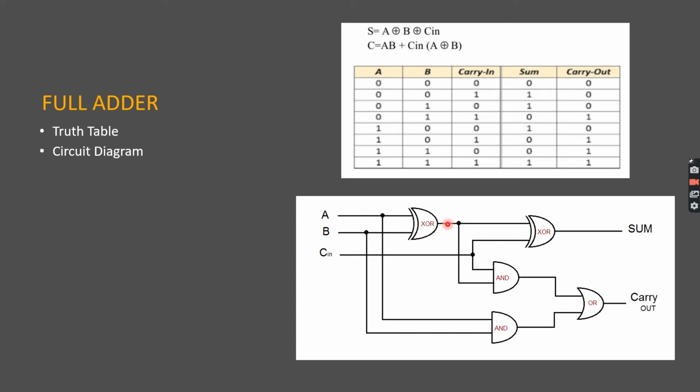Here, this point is the P, that is the XOR of A and B, and this point is the G, that is the AND operation of A and B. And the AND gate operation of P and C. Here, this is G, and this is the OR gate, and we will be getting C here. That is the OR operation between G and the AND gate operation between P and C. Okay.